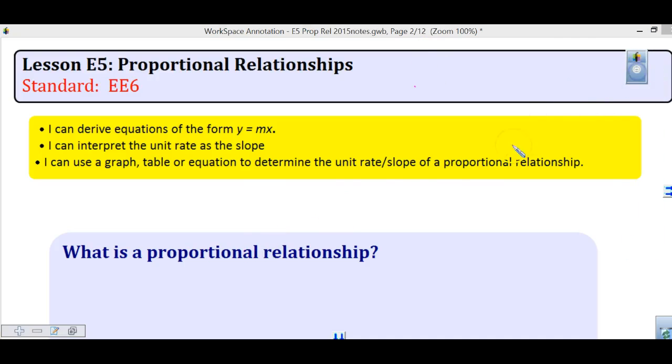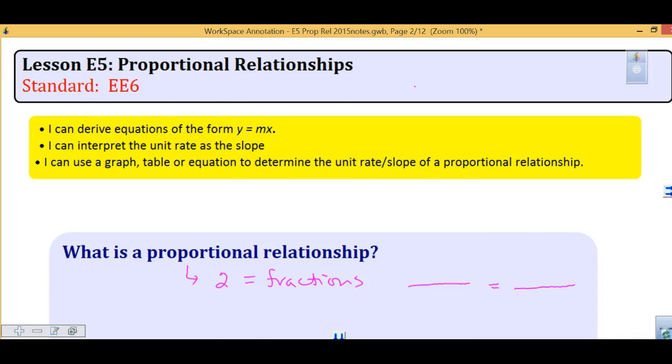Today in lesson E5, we are going to be talking about proportional relationships. Now, we've already talked about what a proportion is. A proportion is when we have two equal fractions. So when we are talking about a proportional relationship, usually we are going to be talking about having these two fractions equal to each other. And a lot of times, just like yesterday, we sometimes will have an unknown.